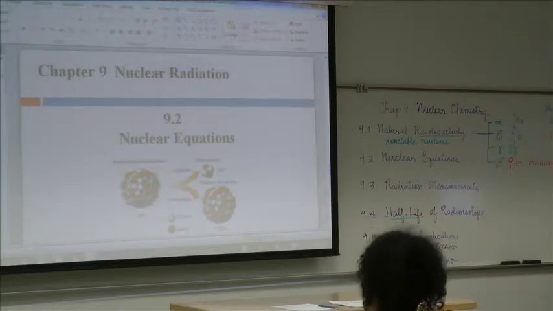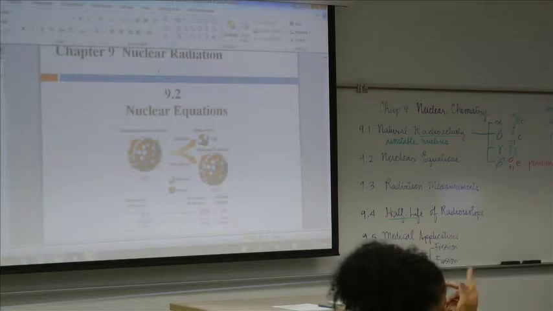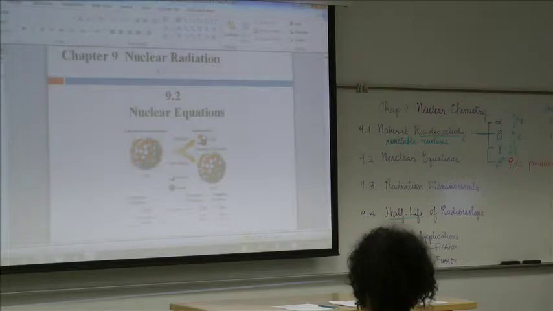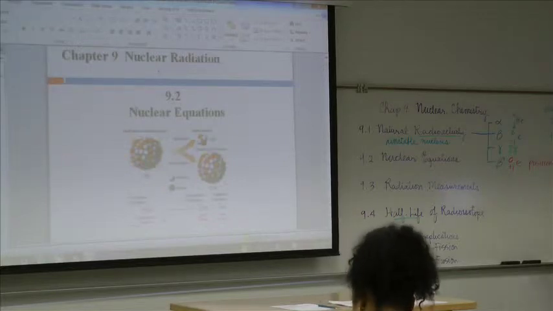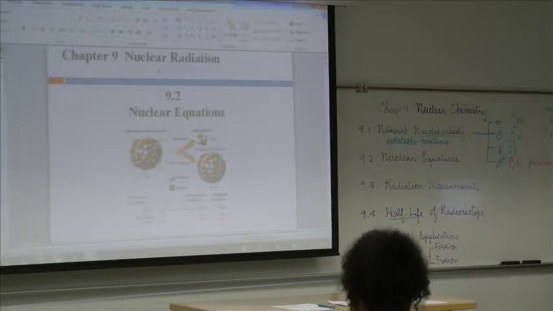So let's take a look at nuclear equations. When we say nuclear equations, we have uranium-238 being bombarded, right? Say you could bombard it with a neutron or so, and when you bombard it, it's fission, right? Because it splits up into an alpha particle and a thorium-234 nucleus. And so here is the equation on the bottom that I want you to take note of.